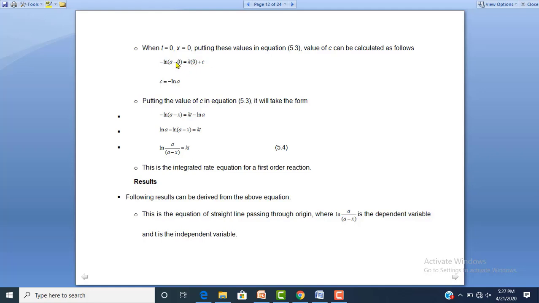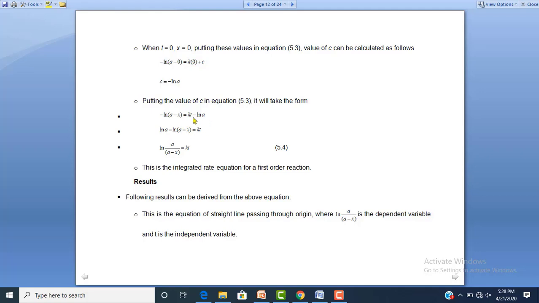So when we take the value of t equal to 0 and x equal to 0, then the value of integration constant c is minus natural log a. If we put this value back into equation 5.3, then we get negative natural log a minus x is equal to kt minus natural log a. Now, if we separate the natural log values and kt, then this natural log a that is minus here will be positive on the left hand side.